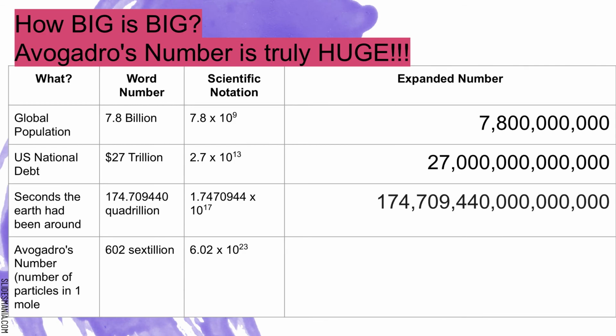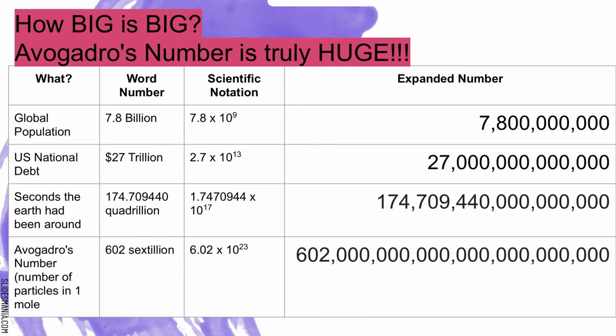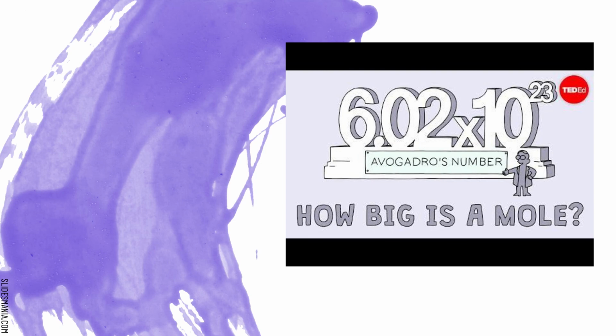Avogadro's number is the number of particles in 1 mole of something. Remember before we talked about 1 mole of water being 18.02 grams of water. In that, there are 602 sextillion particles. That's 6.02 times 10 to the 23rd, and if we look at that, it looks like that expanded. That number is so large that there's nothing else we can relate it to to help our understanding of what it means.